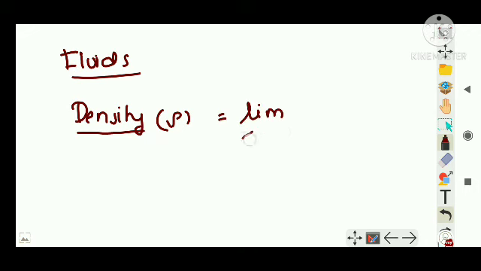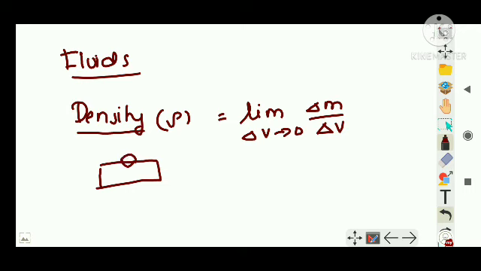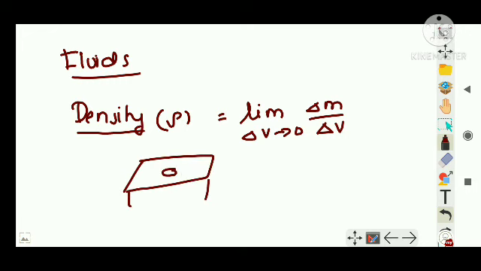the limit as delta v tends to 0 of delta m by delta v, that is mass per unit volume, because density is something which you find not for the entire thing. Suppose someone asks you what is the density of ice, you will not take the entire cube of ice. You will say a small volume of ice will be taken. So how much mass is there in that corresponding small volume, that is called density, and that volume is so small that I will say its volume is approaching 0.